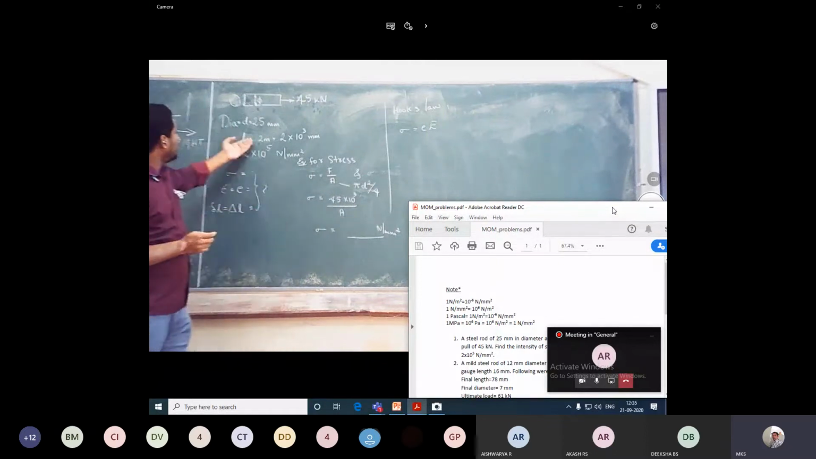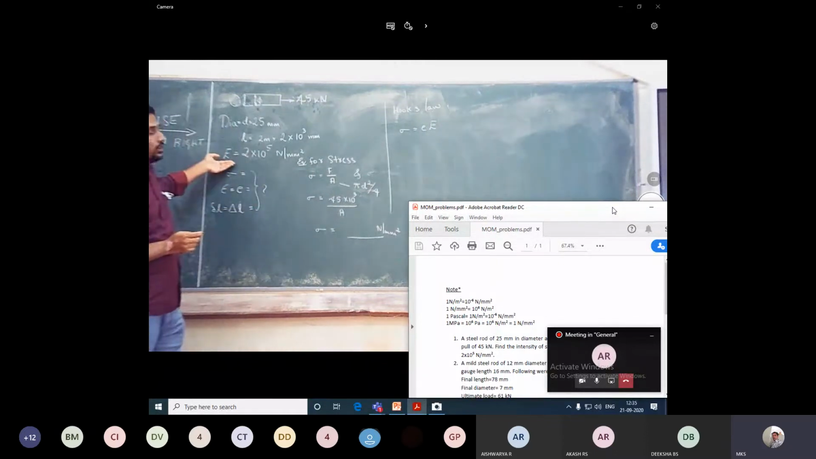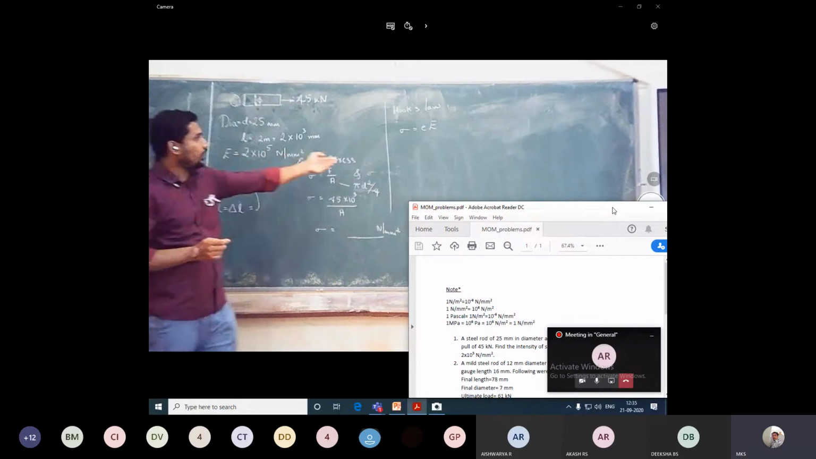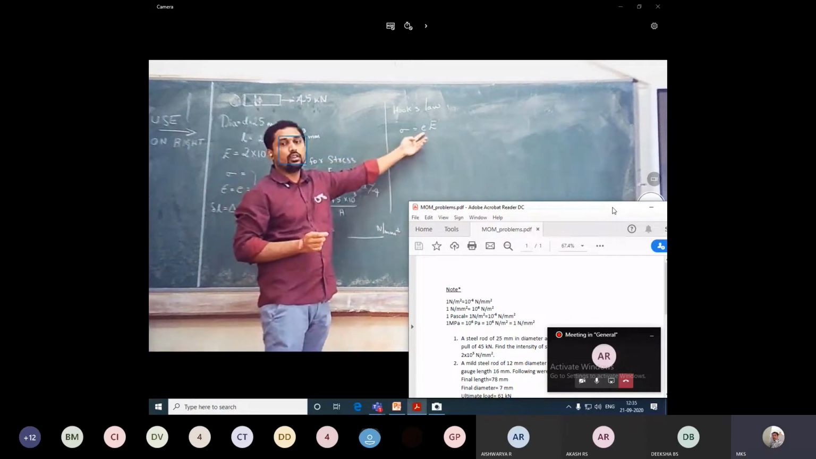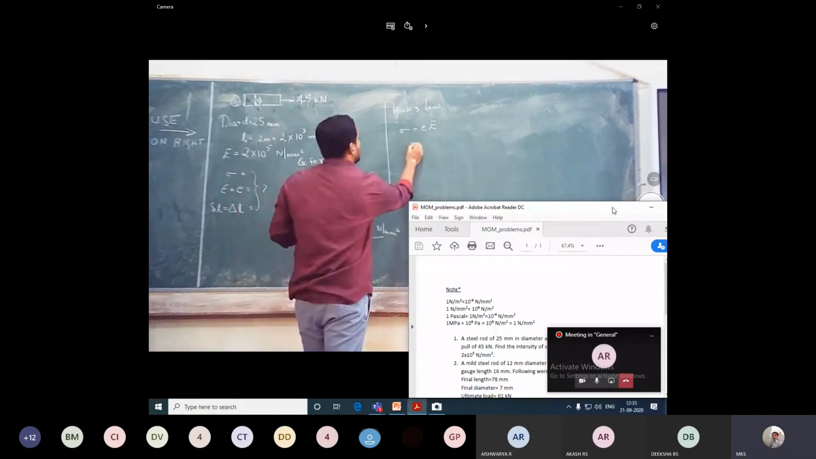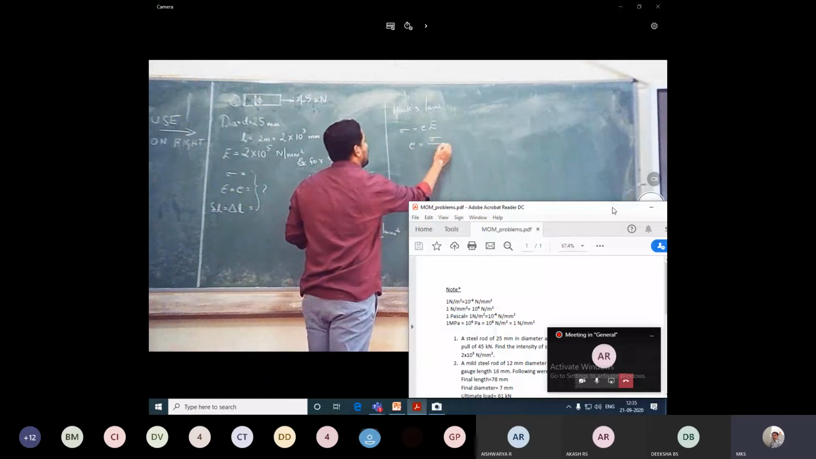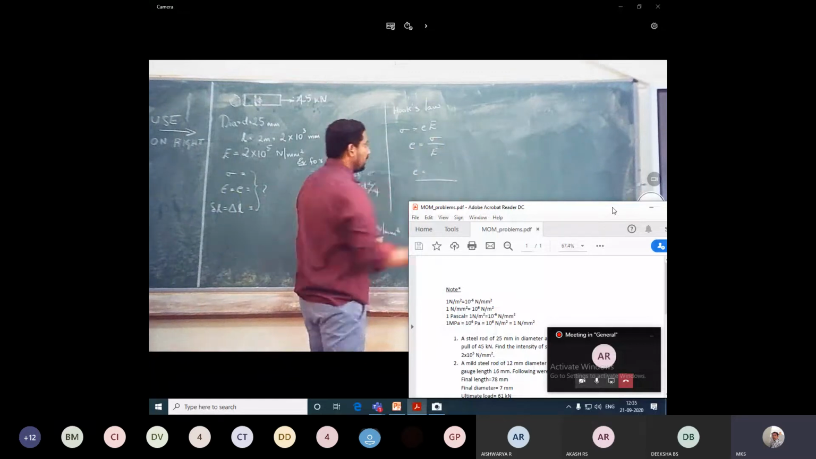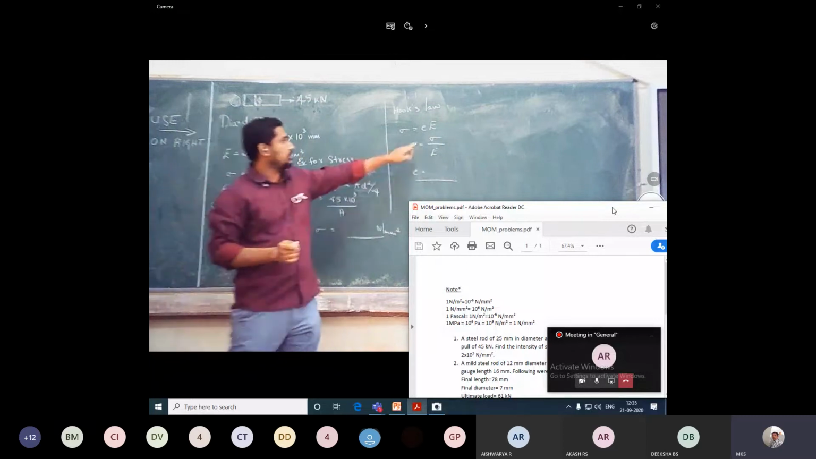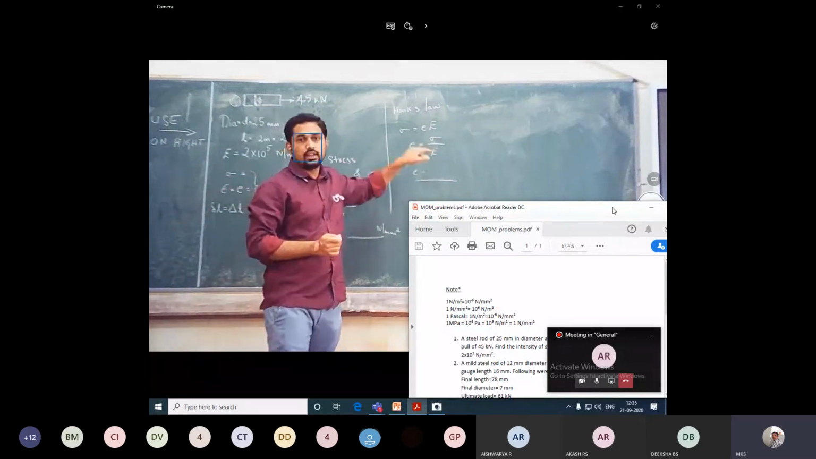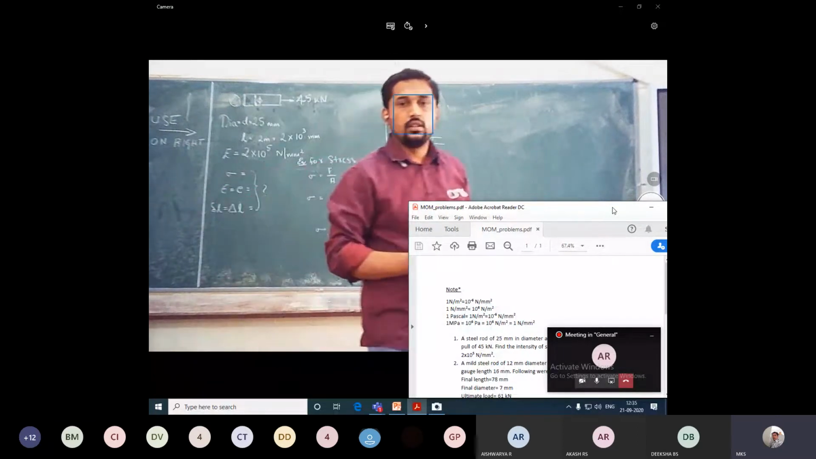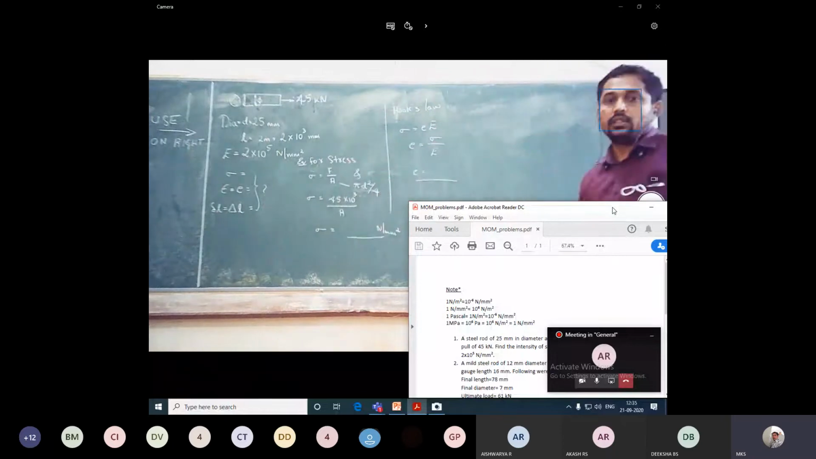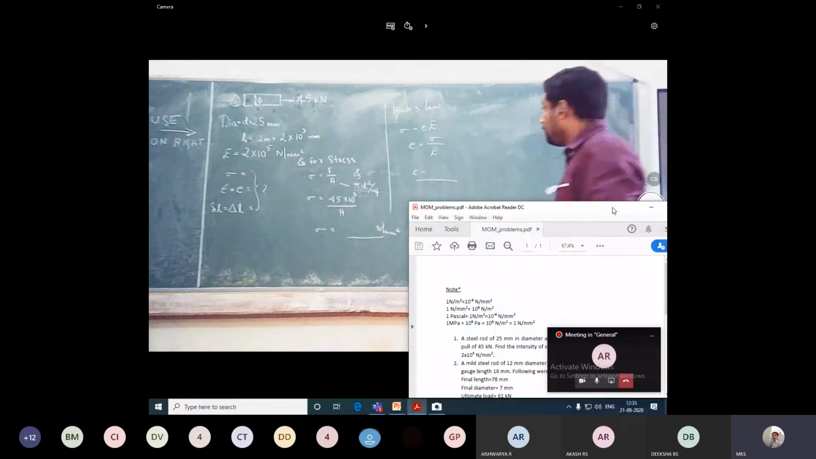In the problem, they have given the modulus. So the only unknown here is the strain. Strain is equal to sigma by E. You find out what value this is. Strain is unitless, since sigma and E have the same unit and it gets cancelled. It's just a number you will get. So you find out the strain, small e.